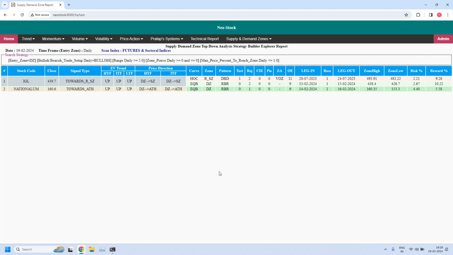So currently 2 stocks are there near the demand zone. One is IGL and another one is National Aluminium. National Aluminium is an all-time high stock.